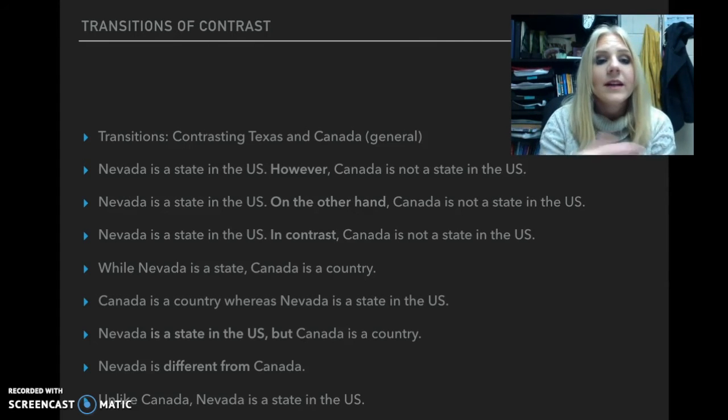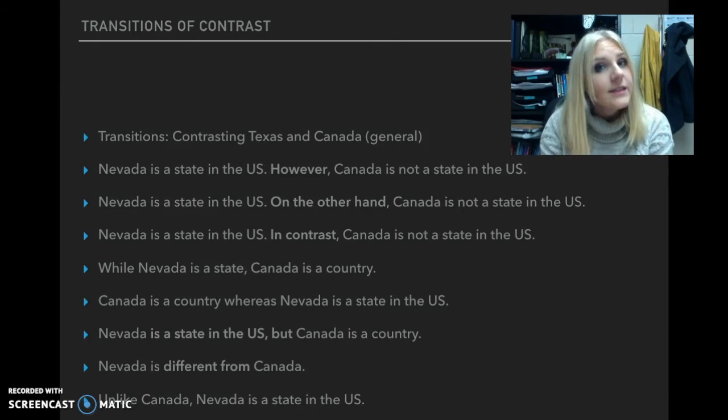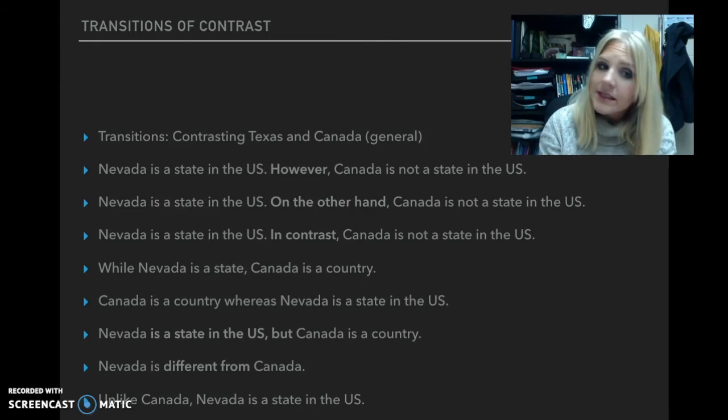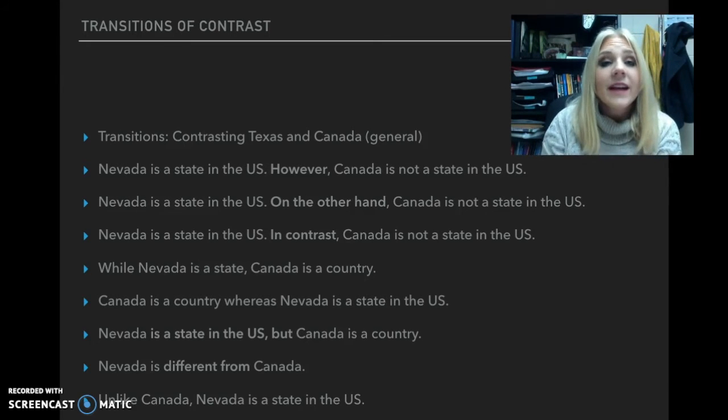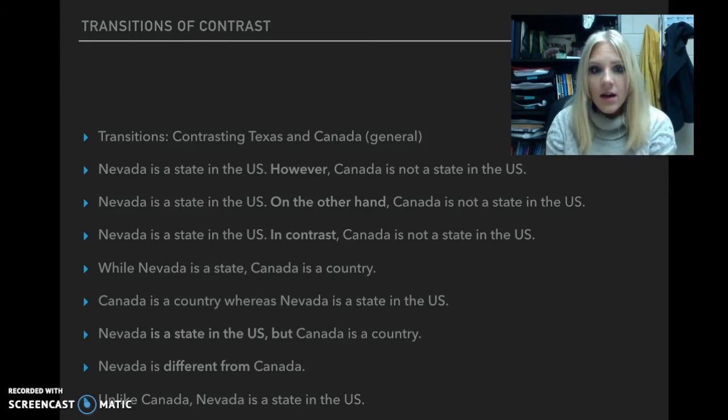Now a couple more. Nevada is different from Canada. A very general sentence might be a good idea for a topic sentence. And then finally, unlike Canada, comma, Nevada is a state in the US.